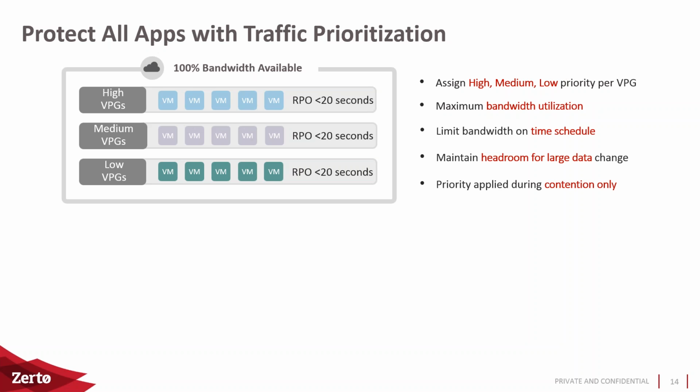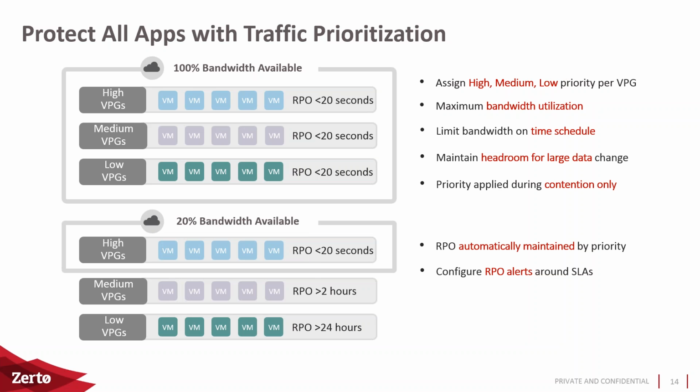Okay, and then traffic prioritization. We've been asked this by a couple of customers. They want to make sure that certain applications get assigned certain priority in terms of bandwidth. There's a couple of ways you can do this. One is to say, okay, all VPGs have access to whatever bandwidth they need, but I'm going to prioritize. So high VPGs will get replicated, they'll get the priority in terms of bandwidth, and then medium and then low. This way you always make sure that there's headroom there for large applications, and you can limit the bandwidth when you need to.